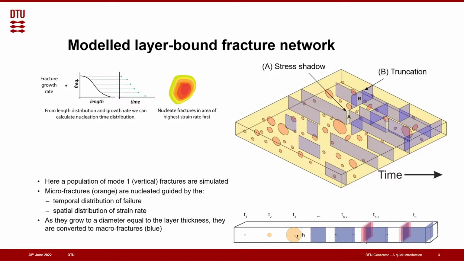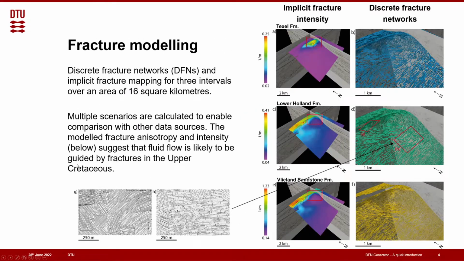So, looking at a subsurface example, in this case from the northeast Netherlands, we've produced discrete fracture networks for three different formations within this area, all overlaying that salt diaper, or this antiform that we mentioned earlier. The exact details of the geological setting aren't too important for what we're doing.